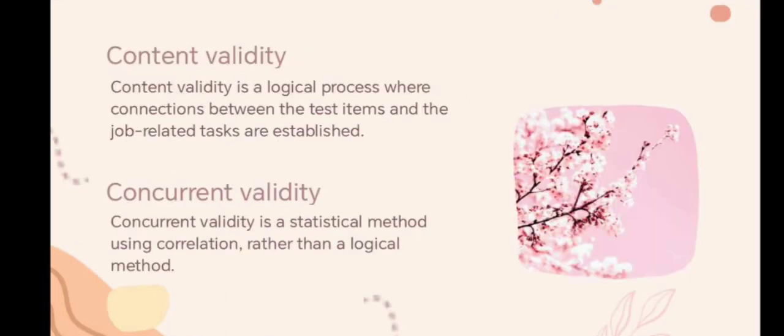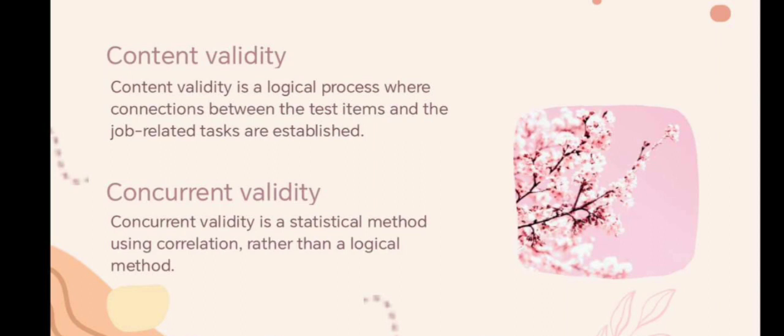The first one is content validity. Content validity is a logical process where the connection between the test items and the job-related tasks is established. So content validity is like making sure a test is relevant to what it's supposed to measure. For example, if a test is for a job, the questions should be related to the tasks someone would actually do in that job. It's like checking if the content of the test matches what is important for the job.